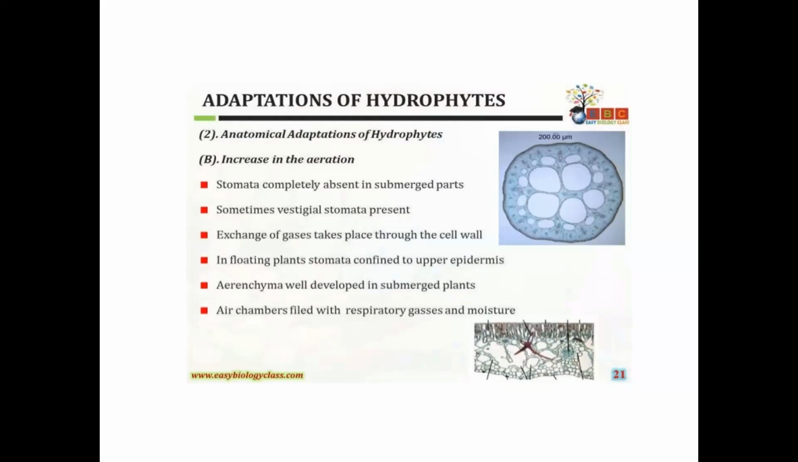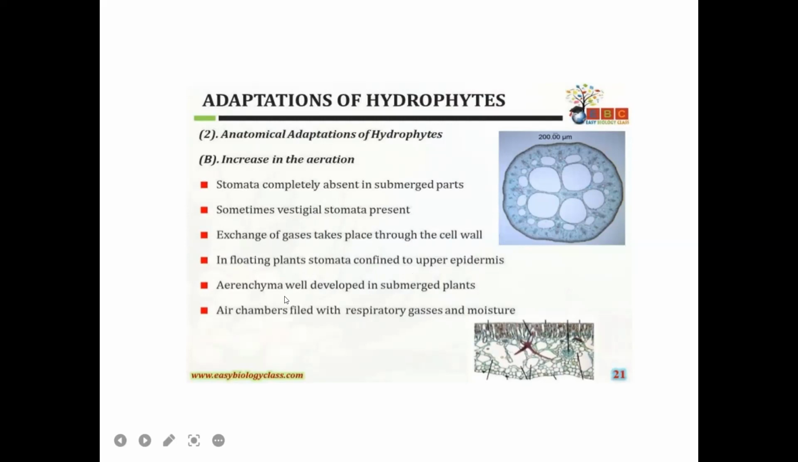So next one is the increase in aeration. Stomata are completely absent in submerged parts. The main function of stomata is transpiration, the exchange of water. Sometimes vestigial stomata may be present, that is non-functional stomata, which will not function. Exchange of gases takes place through the cell wall, and in floating plants, stomata are confined to the upper epidermis.